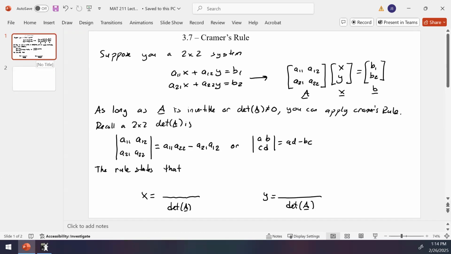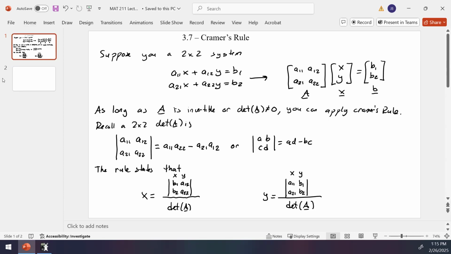So if you think about the first column, that's your x column, and then this is your y column. Same thing over here. x column, y column. So whatever variable you're finding, that is the column you're going to replace with the B matrix or vector. So B1, B2, and then this is A12, A22. And then for the y variable, you're going to replace the y column. So A11, A21, and then B1, B2. And then you just calculate the determinant on the numerator, and then that gives you your answer. And so that's Cramer's rule.